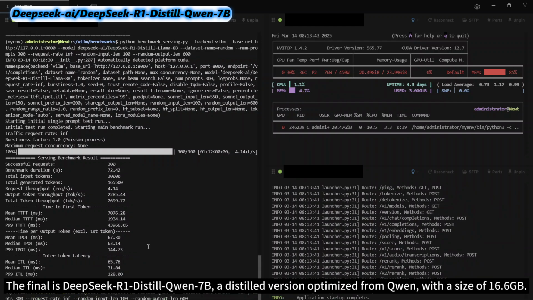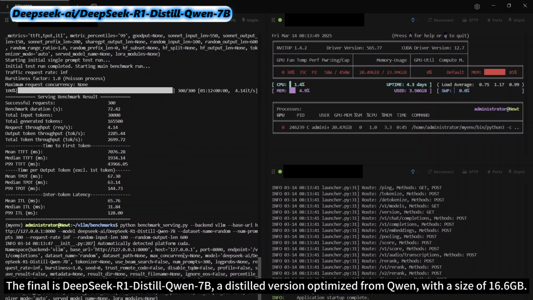The final is Deepseek R1 distill Qwen 7 billion, a distilled version optimized from Qwen, with a size of 16.6 gigabytes.